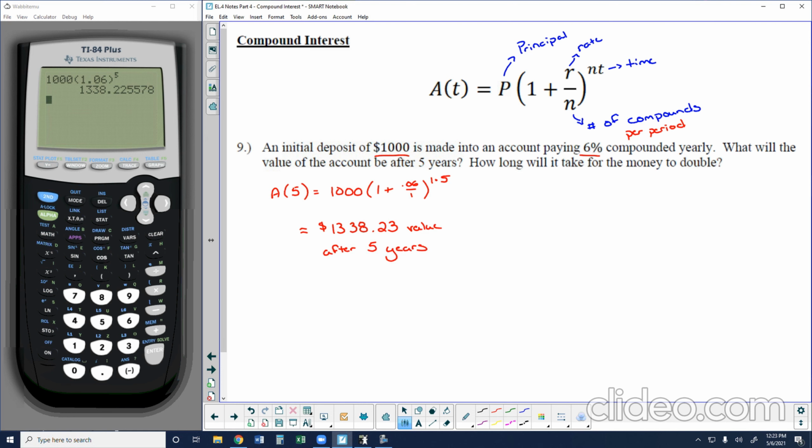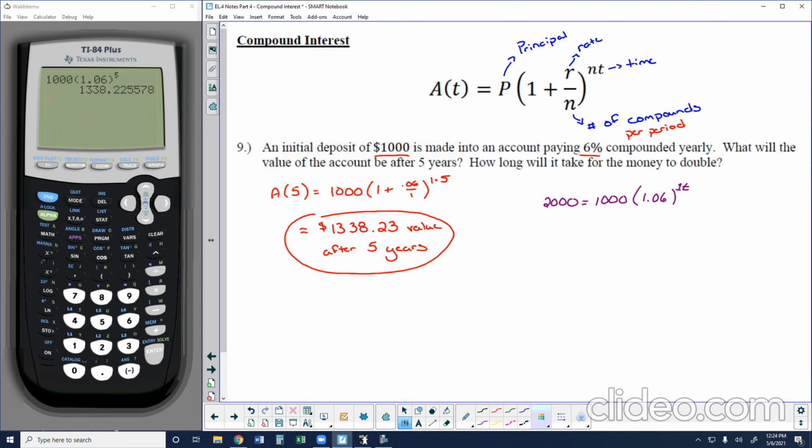Now the second part of the question asks us to find out how long it would take for the money to double. So in this case, we know that we initially put in $1,000. We want the account to reach double the amount. So we want the amount after time to be $2,000. So 2,000 is equal to 1,000, my principal, times 1 plus R over N, so 1.06. That part is not going to change. But this time we're trying to solve for T, so this would be to the 1T power.